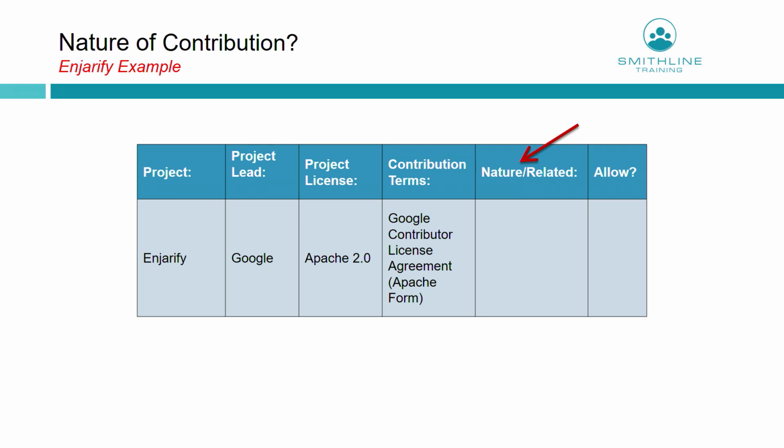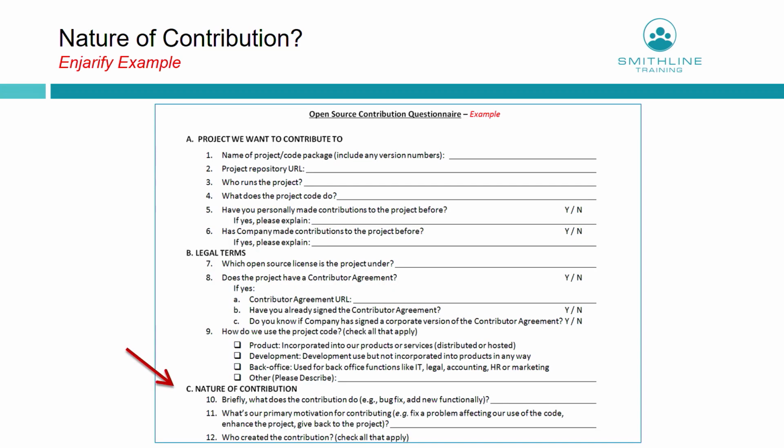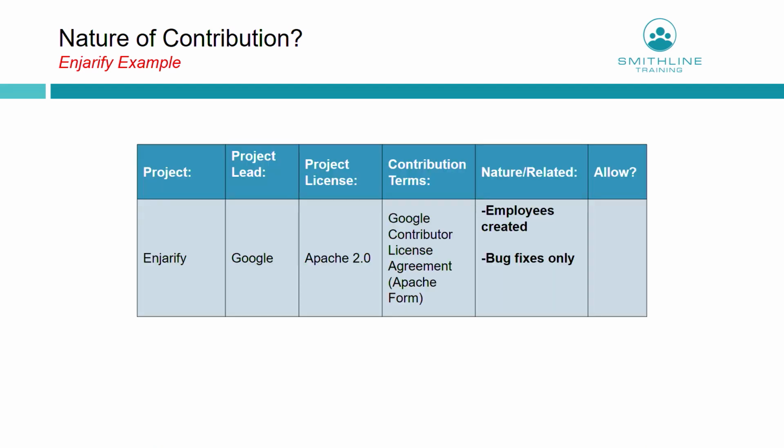The next question is going to be, well, what's the nature of the contribution? And again, we'd look at the questionnaire filled out by the engineers under nature of contribution, and we'd see what they tell us about how this contribution was created and what's in the code. And they come back and say, look, employees created this contribution, and there's no third-party open source in it, and there's no third-party proprietary code. And they also tell us that it's only bug fixes. So they haven't added any new code here. They've simply modified the existing project code. Okay, so well, that's all well and good.